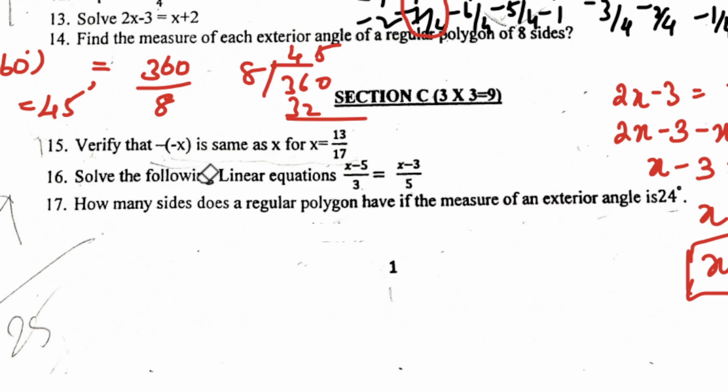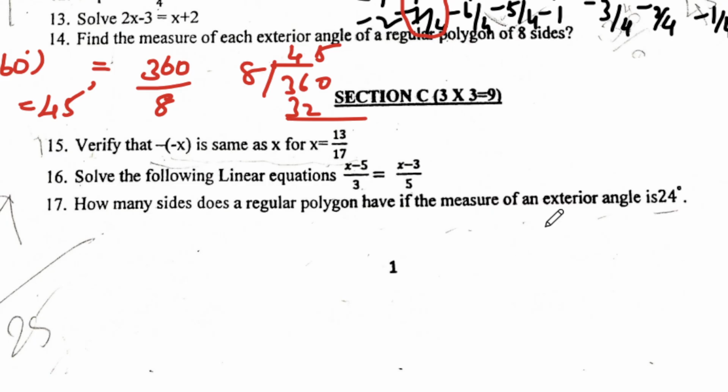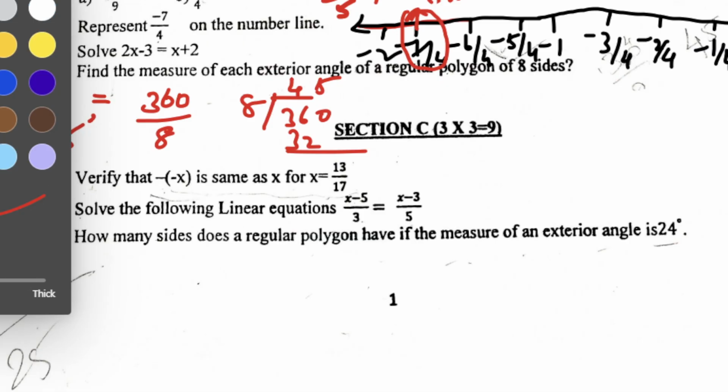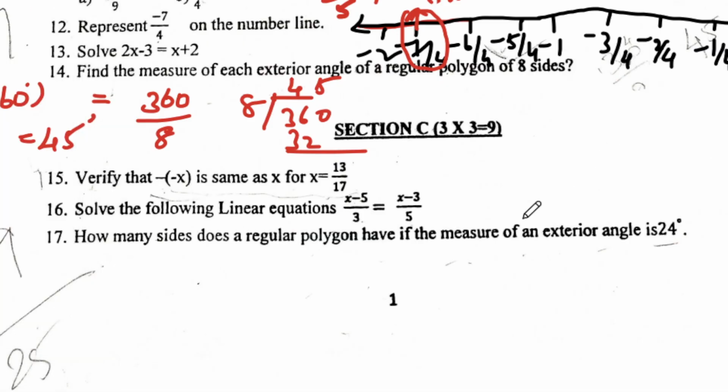So next we have session C. Verify that minus x is same as x for x equal to 13 divided by 17. Okay, so I'll solve the problem here on the left hand side. So very simple sum, students. Just follow the steps along. So we already know the additive inverse, right? So additive inverse of x is equal to minus x, correct?